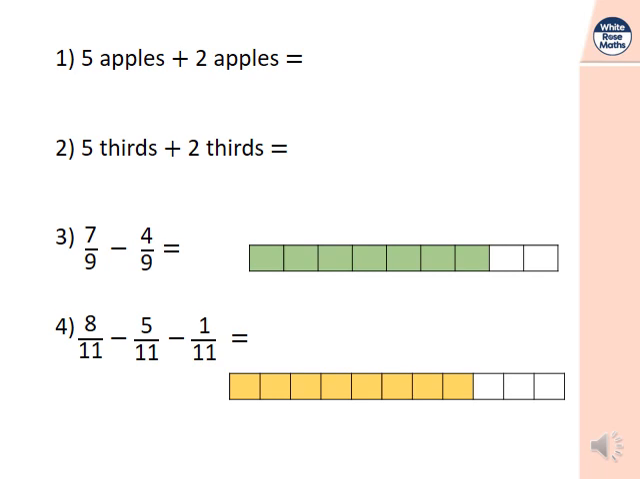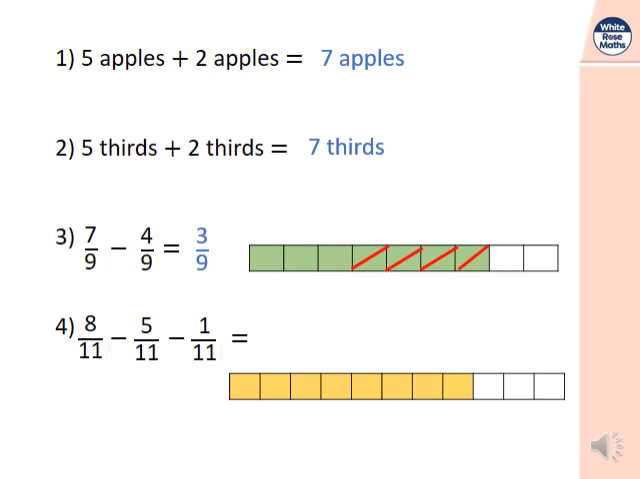Let's have a look at the answers. So question 1, we had 5 apples, add 2 apples is 7 apples. So if we did the same question, but with fractions this time, if we had 5 thirds and 2 thirds, we would have 7 thirds. Then question 3, we had 7 ninths, take away 4 ninths. So we can see we have a fraction bar of ninths with 7 of those ninths shaded. We're going to cross out 4 of those ninths. How many are left? 3 ninths.